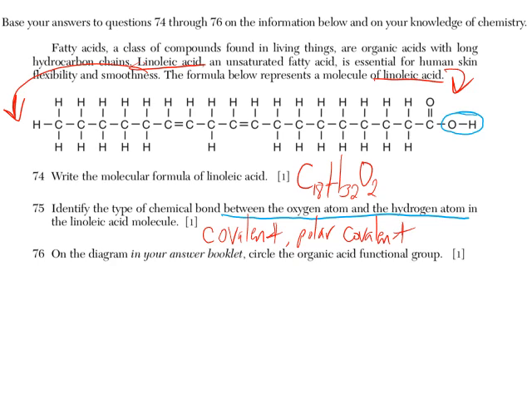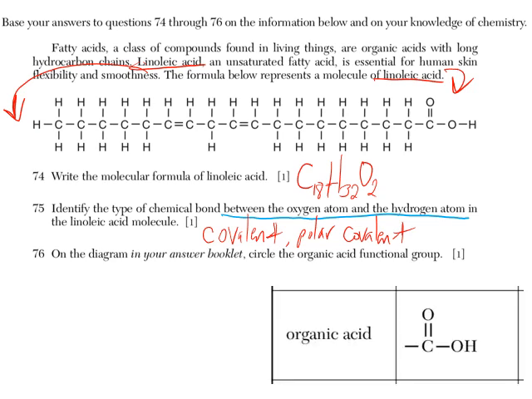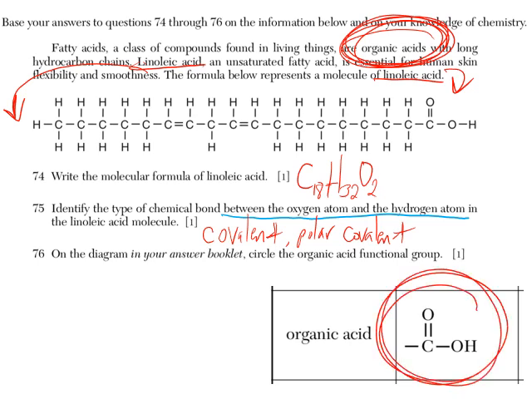76, on your diagram in your answer booklet, circle the organic acid functional group. That means in your answer booklet, there's going to be a picture of this big molecule, and you have to circle part of it that represents the functional group. Functional groups are those things on Table R. It's the extra pieces, and it tells us right in the question, it's an organic acid. So the functional group for an organic acid, as Table R tells us, looks just like this. It's a carbon at the end of a chain with a double bonded oxygen and then an OH.